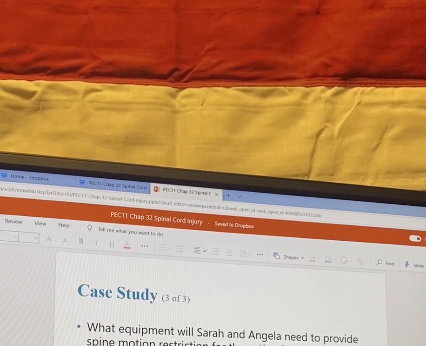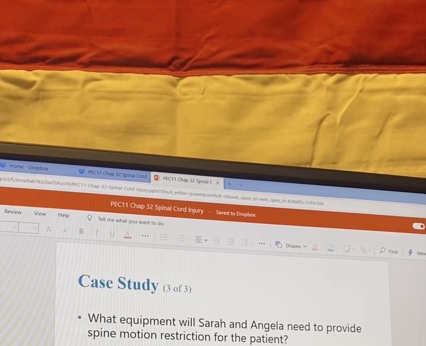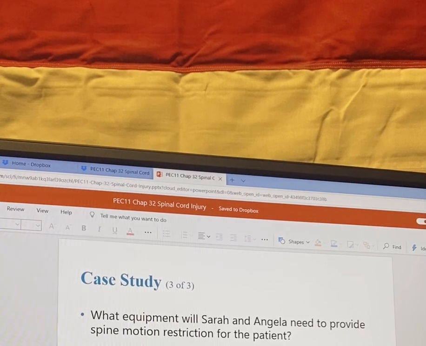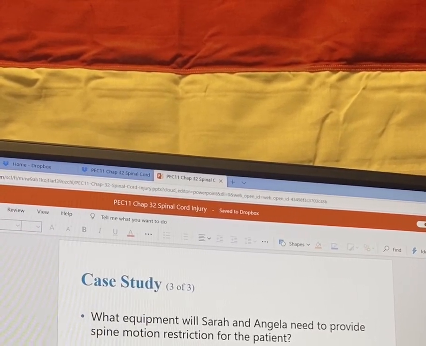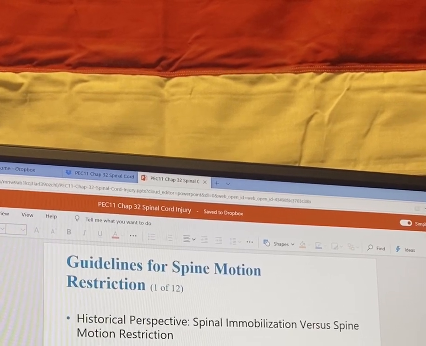BSI, scene safe. Hey, ma'am, hey, how you doing? You okay? Do you hurt anywhere? Inline stabilization, turn that over to your professional partner, PMS, all that good stuff, all right?